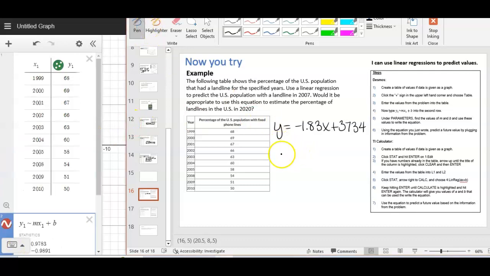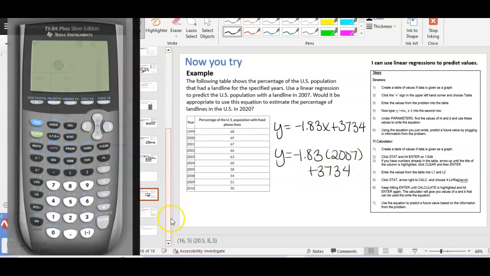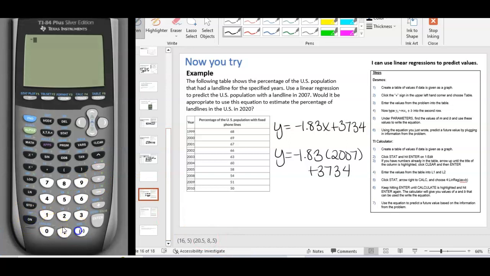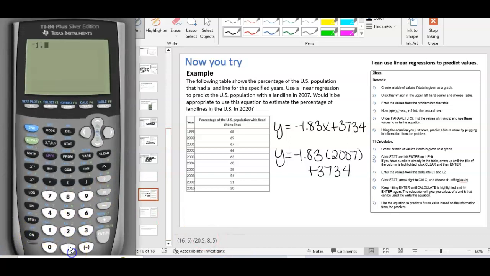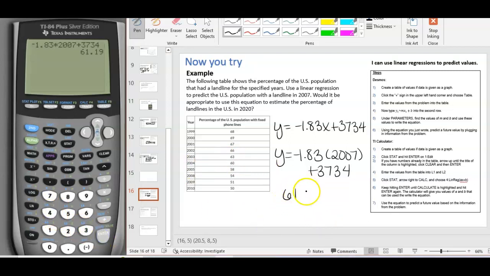So we can now plug into this equation. So we want to predict the population with a landline in 2007. So we have y equals negative 1.83 times 2007 plus 3734. Okay, so if we do this on our calculator, we have negative 1.83 times 2007 plus 3734. And then when we hit enter, it tells us about 61 households have landlines.